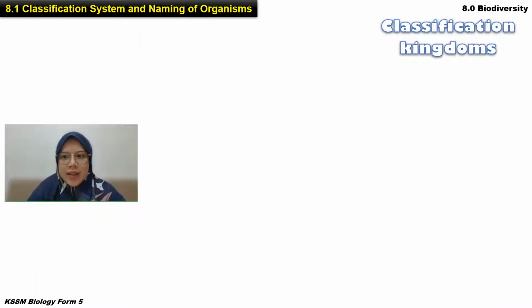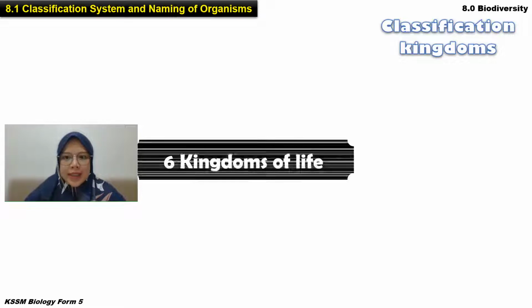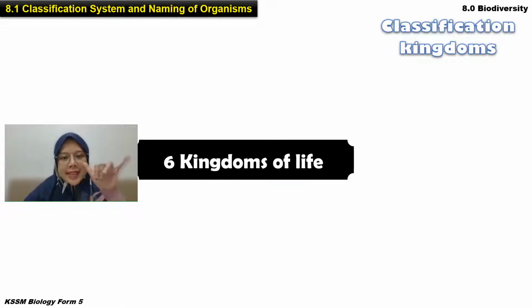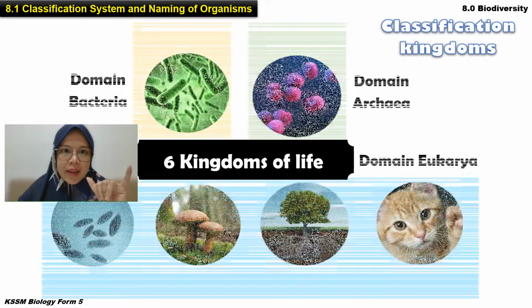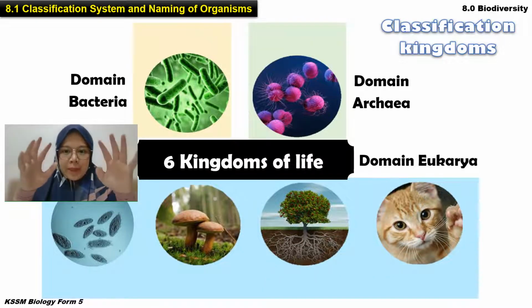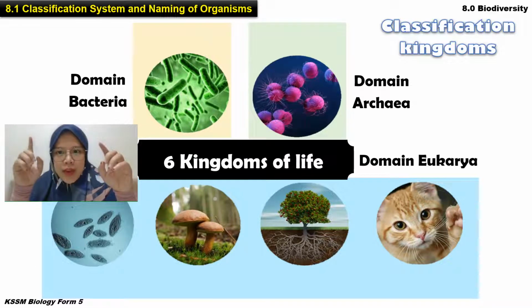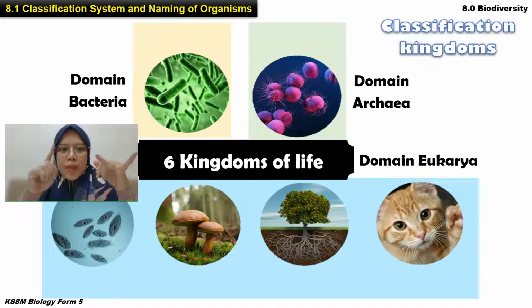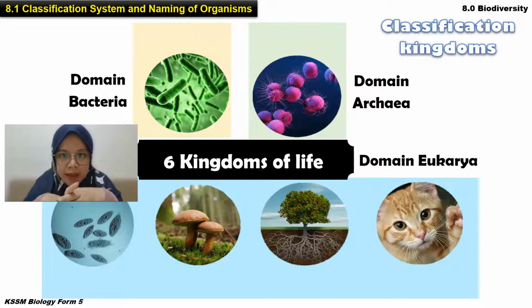Okay, now we go to the kingdom. There are 6 kingdoms of life. Remember the domains too, there are 3 domains. Now we go to the kingdom. There are 6 kingdoms of life. You look here: we have domain Archaea, domain Bacteria, and domain Eukarya. Under these 3 domains, there are 6 kingdoms. Domain and then kingdom.